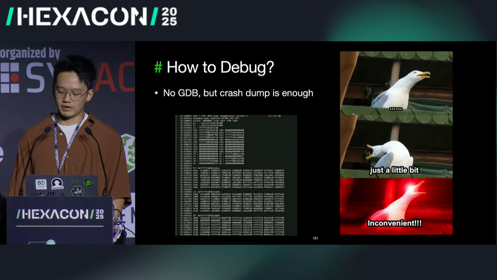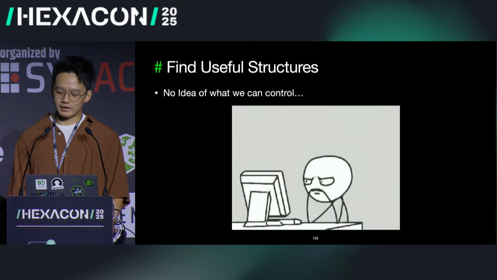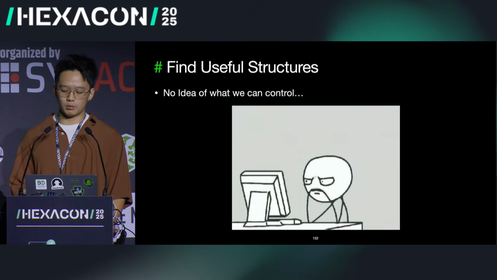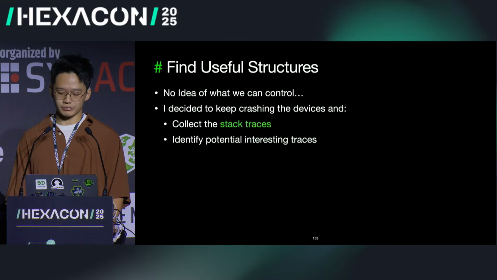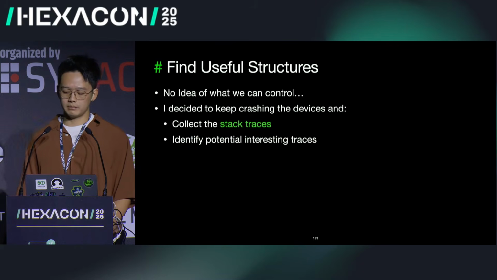Now, how do we debug the Wi-Fi kernel module on the target device? We couldn't find a way to attach UDP to the kernel, so we had to rely on crash logs. This gives us enough information, but it is a little bit inconvenient. What can I actually control? Local privilege escalation has a lot of options, but a remote Wi-Fi kernel exploitation has far fewer choices. I spent a lot of time hunting for a useful structure, but found nothing.